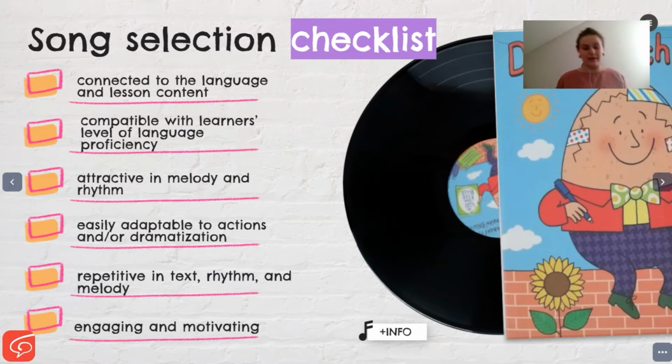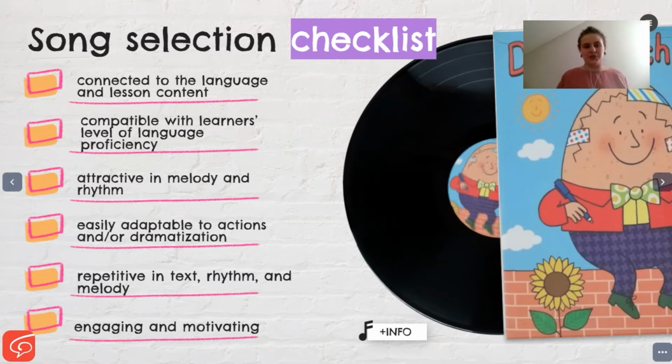And then, finally, 2 things. It needs to be repetitive in text, rhythm, and melody. We need to have at least the chorus that is repeating. We cannot have a lot of parts in between. Finally, it needs to be engaging. It needs to be motivating, right? If the song is not motivating, your young learners will not be engaged, will not listen.